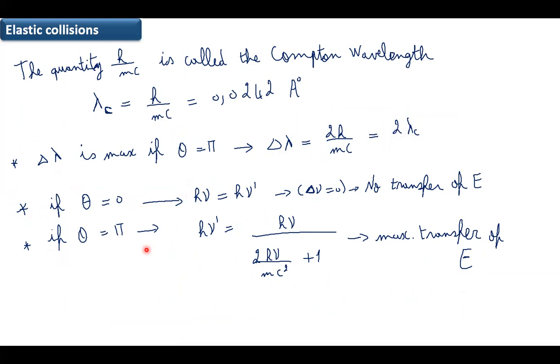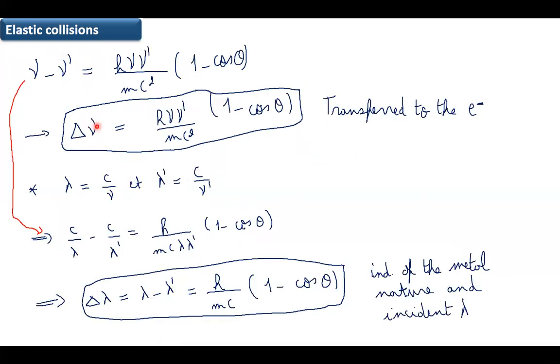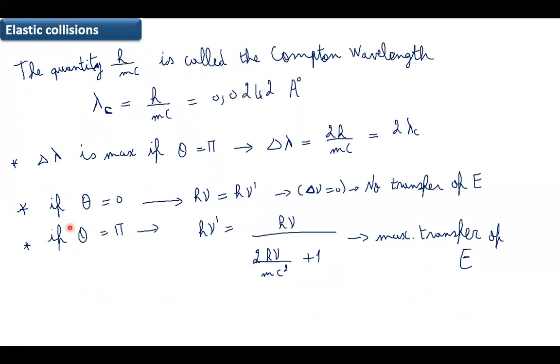And if you go back to the equation with nu and nu prime, delta nu, you see that if theta is equal to 0, then h nu is equal to h nu prime. Delta nu is equal to 0. So we have no transfer of energy. The photon continues its trajectory on a straight line. It is not diffused. It does not interact with the electron. So we have no transfer of energy. The electron stays the same.